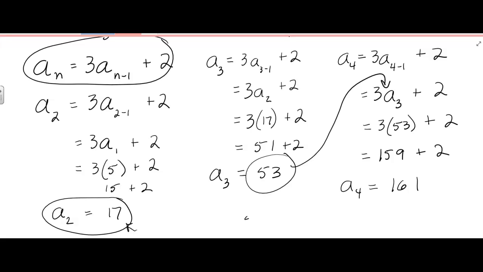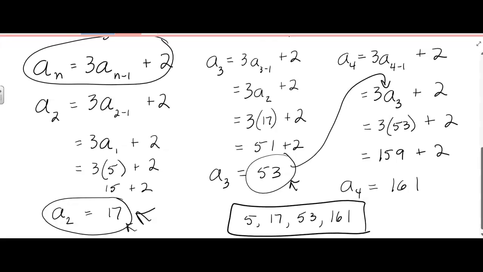So my first 4 terms are 5. That was the first one. They told me that. Then I got a 17 for the second term. I got a 53 for the third term. And then I got a 161 for the last term. Okay, there's the first 4 terms. So they're pretty fun.